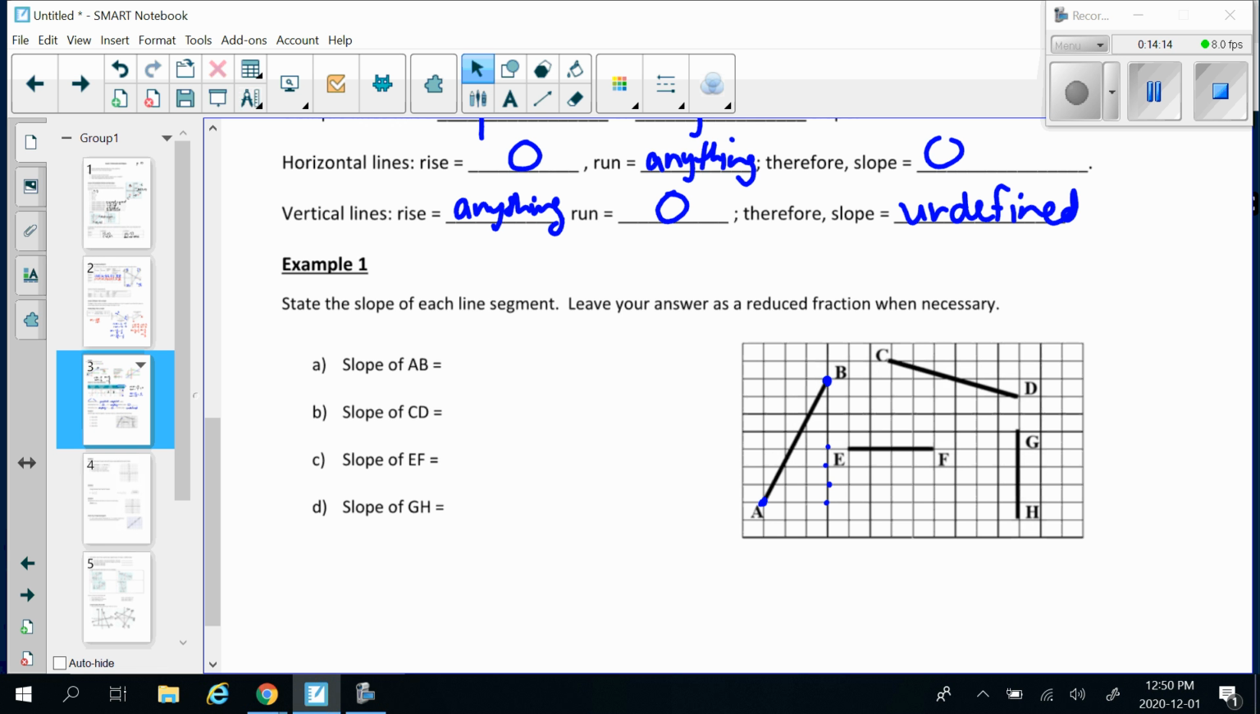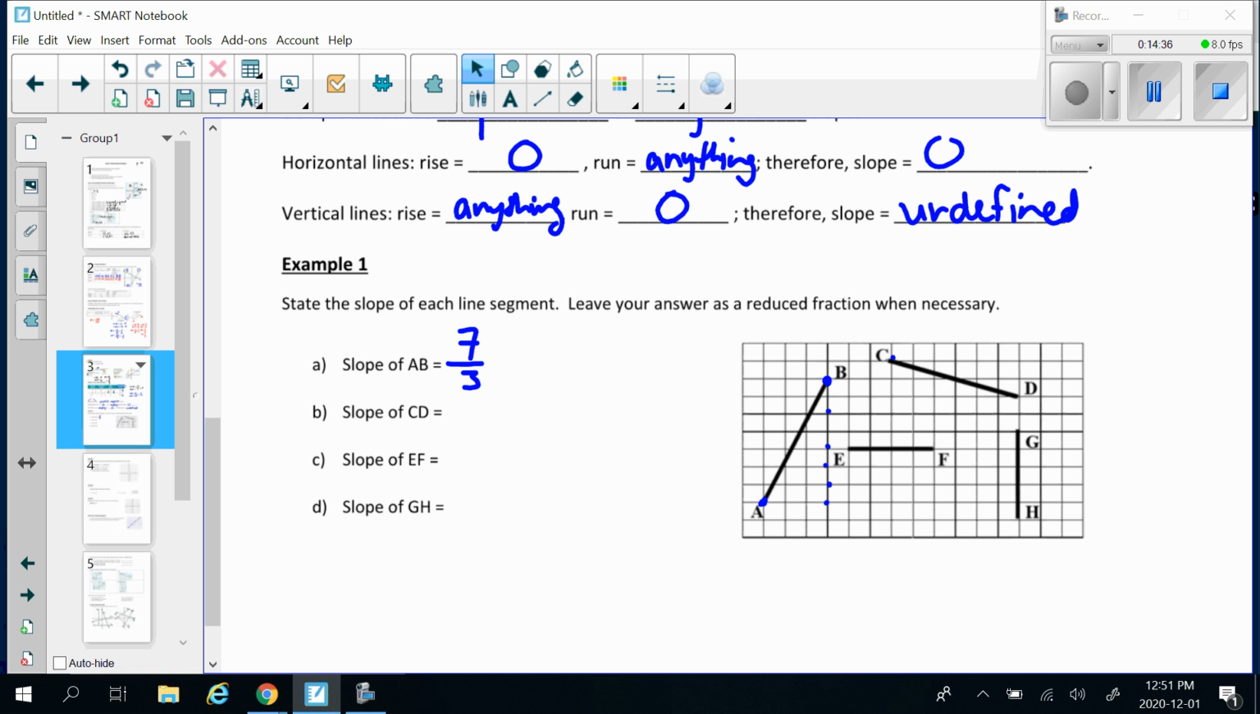1, 2, 3, 4, 5, 6, 7 boxes. So we're going to rise by 7 and we're going to run by 3. That doesn't reduce. Now I'm just going to double check to make sure that I have the correct sign because that's where I always mess it up. Is it really positive? Well, am I climbing a mountain from left to right? I am. So this is a positive slope and I'm just going to leave it without a sign.